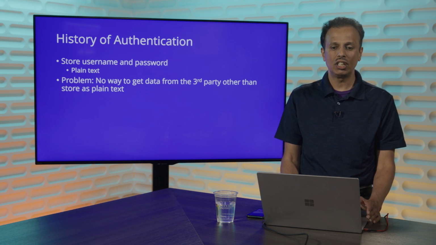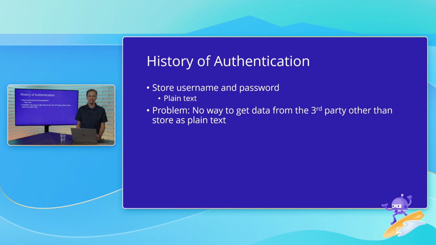It started with storing the username and the password as plain text. Some of you may remember sites from the old days where they would say, give us your email and the password, and we'll send invitations to your friends. What they would do is store your username and password as plain text, log in to your email as you, get your contact information, and send email on your behalf. They had access to everything in your email. They could do more than they should. This is highly insecure because the store is plain text. But they needed a way to get the data from the third party.